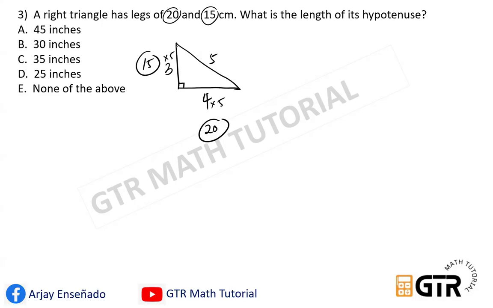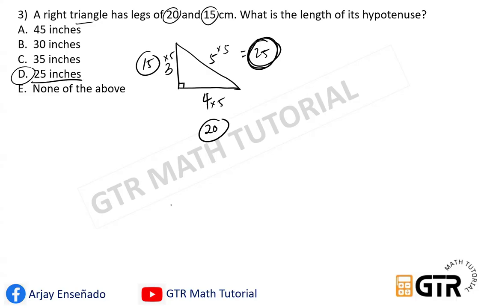Therefore, this right triangle 20, 15 follows the 3, 4, 5 Pythagorean triple. So we multiply 3 and 4 by 5, which means we will also multiply the hypotenuse 5 by 5. So 5 times 5 equals 25. So if you know this 3, 4, 5 right triangle, without using the Pythagorean theorem, we can easily solve that the value of the hypotenuse is 25. Okay? So without using the Pythagorean theorem.